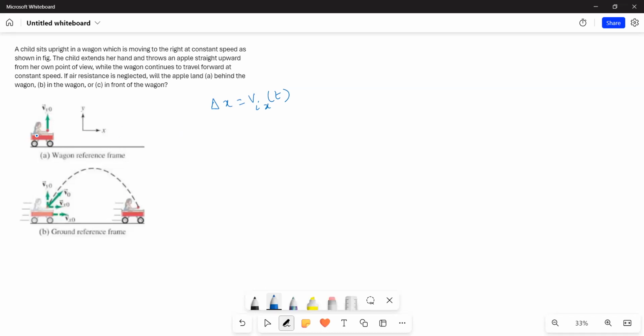See here, the child is traveling in a wagon with a velocity v, whatever it may be. And then she is throwing an apple straight upwards. So let us consider the x direction velocity is vx, and vy is the y direction velocity.